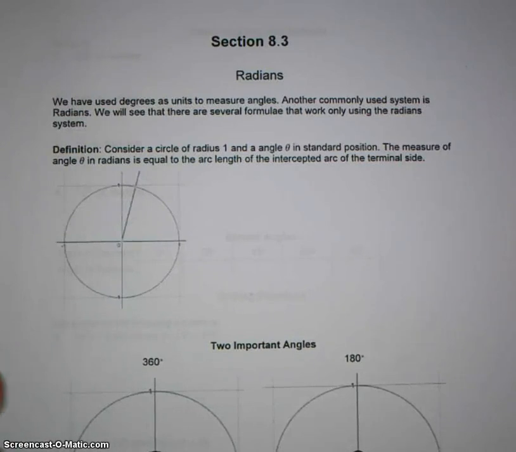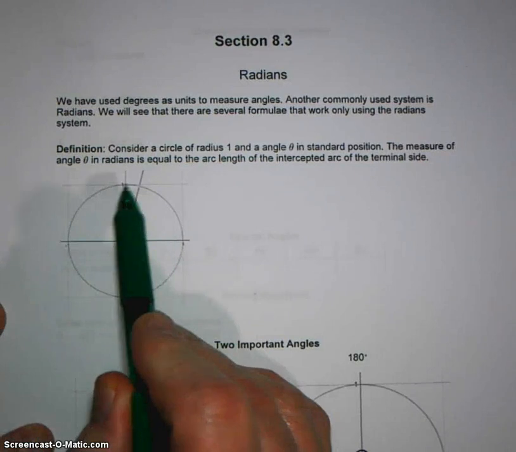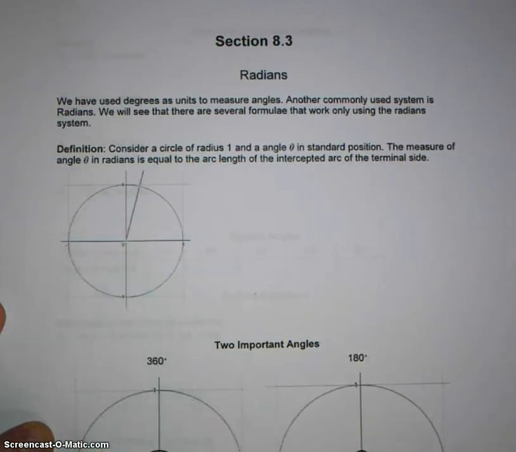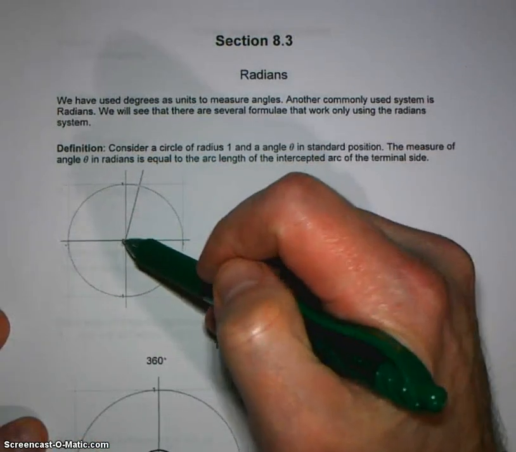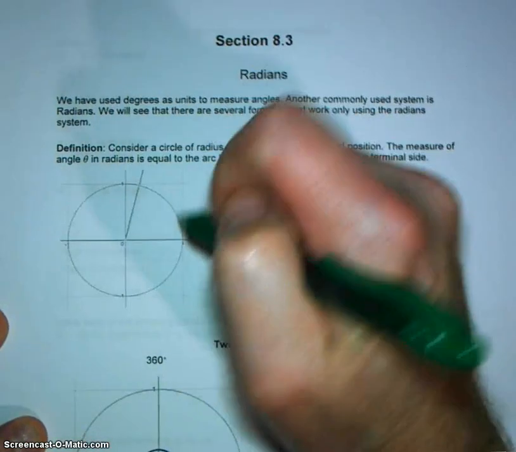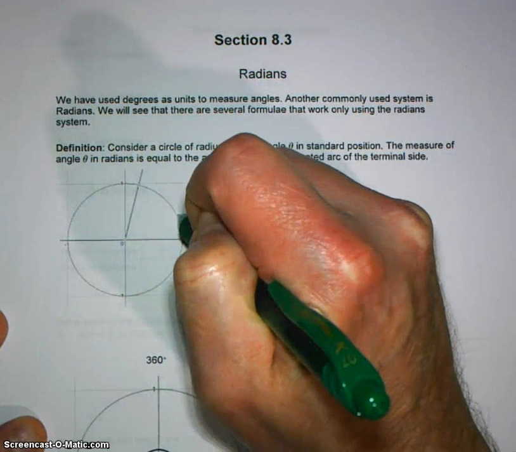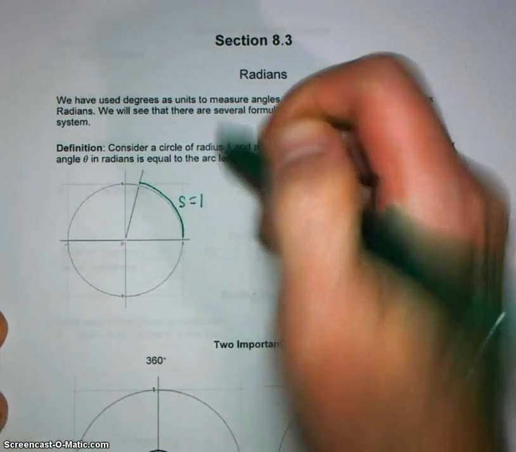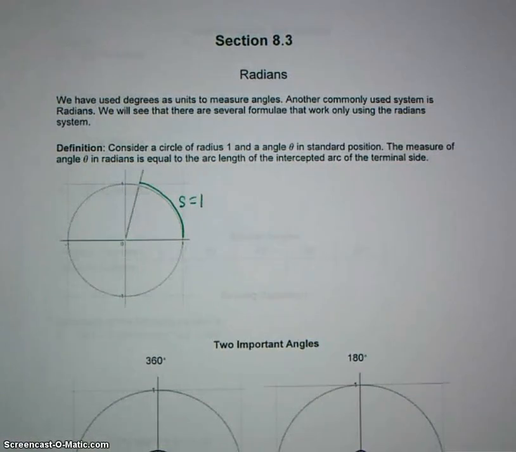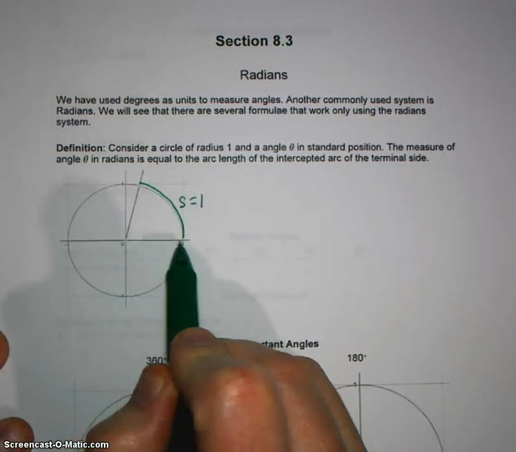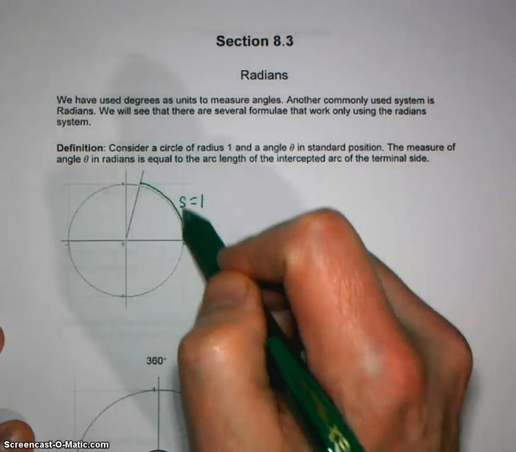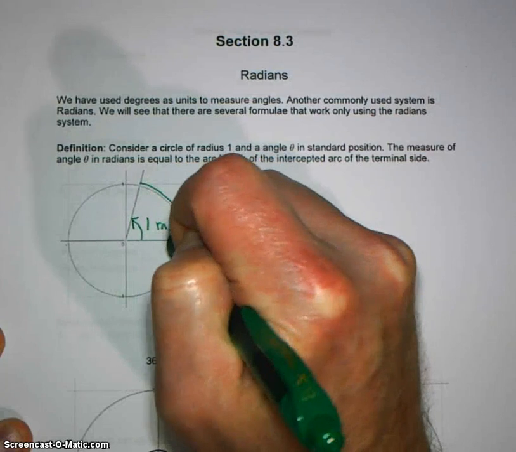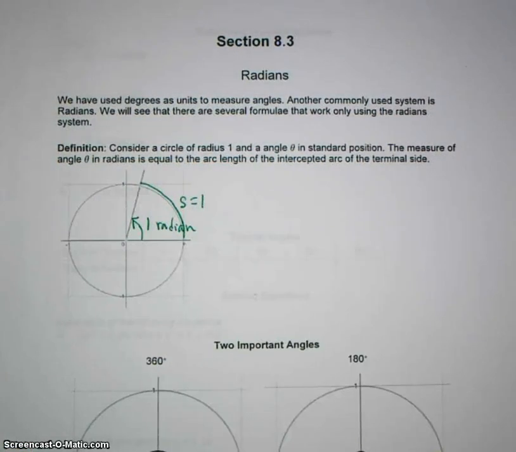All right, so what is a radian? Well, here I've got a circle of radius 1. You can see radius 1. And I've got an angle marked where this arc right here, this arc is typically called S, that arc is also length 1. If you have a circle of radius 1 and you have an angle where you have an arc of length 1, then that angle is defined as 1 radian.